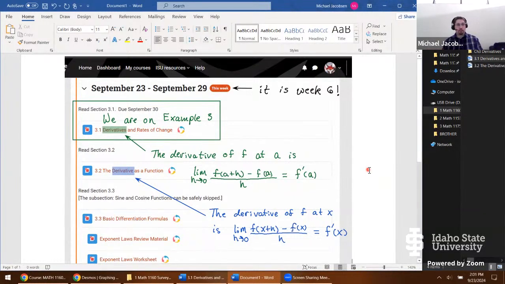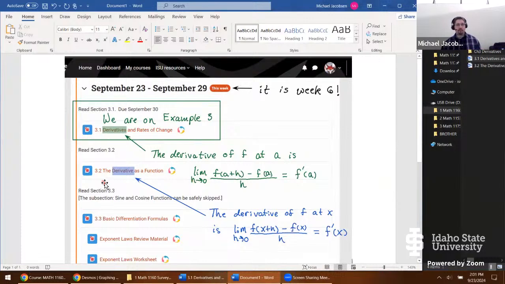We're now turning over from learning about limits to actually applying them to something more useful than we really saw in chapter 2. In section 3.1, we define the derivative of f at a to be this limit. And then section 3.2 is just another look at the derivative.